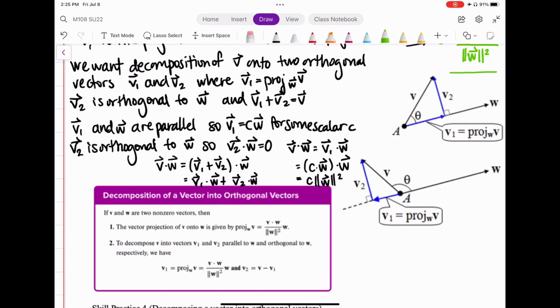This information is summarized here in the chart where we have decomposition of a vector into orthogonal vectors. Vector v1 is given by the projection of vector v onto vector w, and vector v2 is given by vector v minus vector v1. So you solve for vector v1 first, and then you can find vector v2.